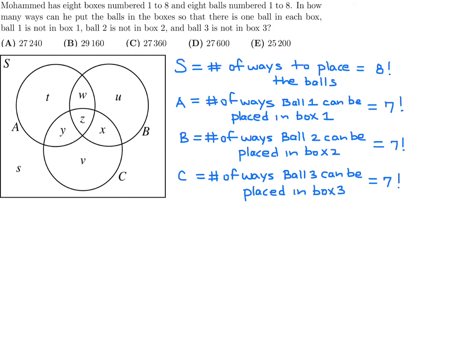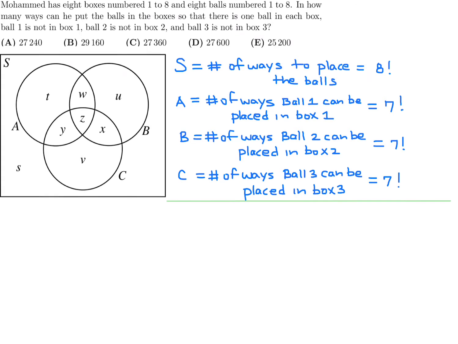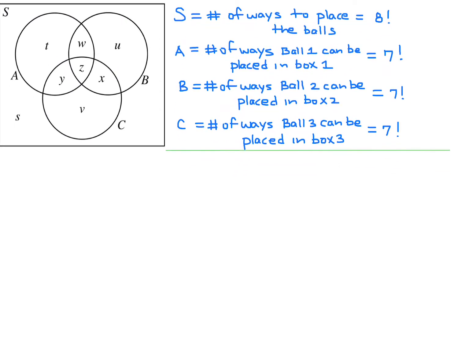No tricks. Just straightforward. Okay, so now we move on to the other letters. We have to start talking about the other letters and what each of those other letters represent. And in particular, we will look at this region right here, W plus Z. W plus Z is referring to any such situation where ball 1 is in box 1 and ball 2 is in box 2.